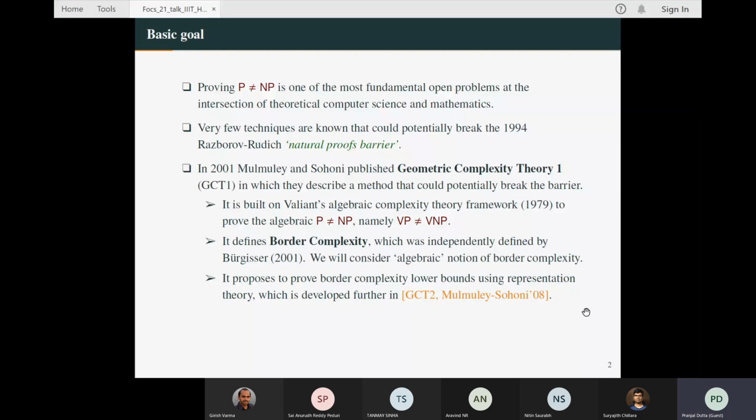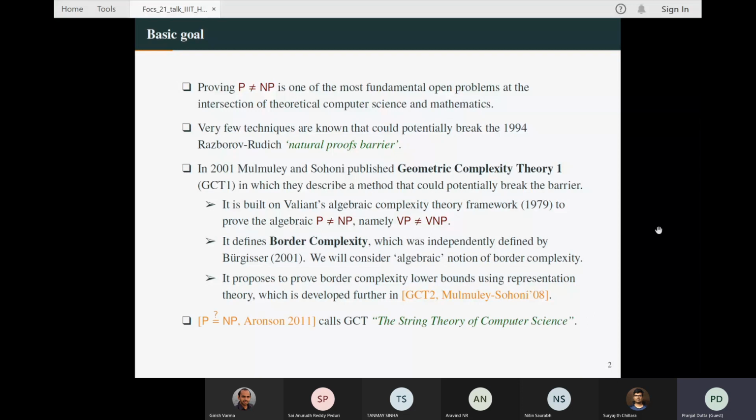I will not point out exactly what things you want to prove, because to do that I need to formally define a lot of things, and I do not have such time. But let's just think of this as a mathematical program: you want to prove P not equal to NP, and GCT does exactly that using representation theory.